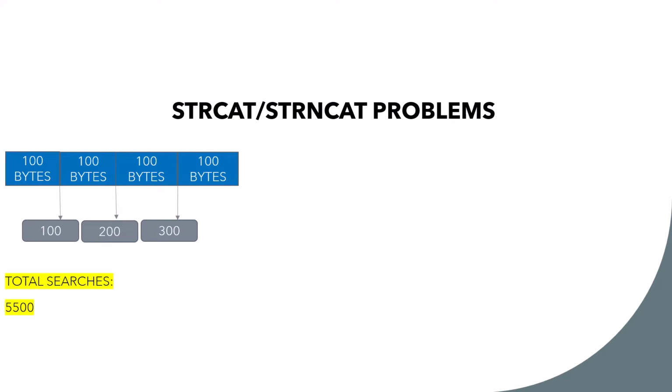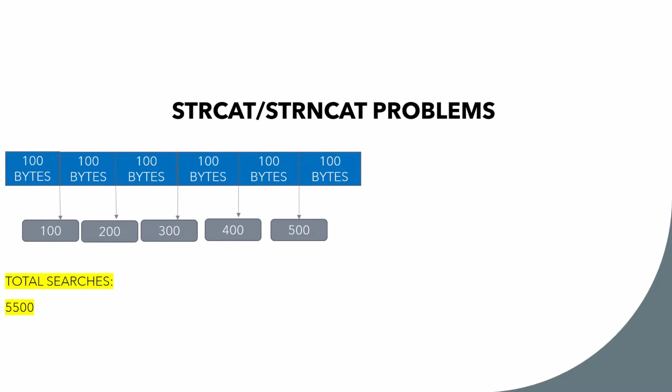We have the fourth 100 bytes. Now we're looking through 400. Now the total number of searches, if you add these up, is 1000 already. Talking about the fifth 100 bytes, right? We've got to look through 500, add the previous 1000. We're at 1500 total number of searches.